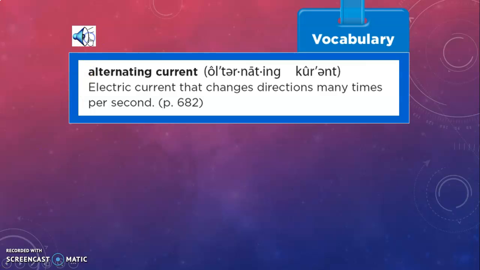We're missing the last one. Electric current that changes directions many times per second.